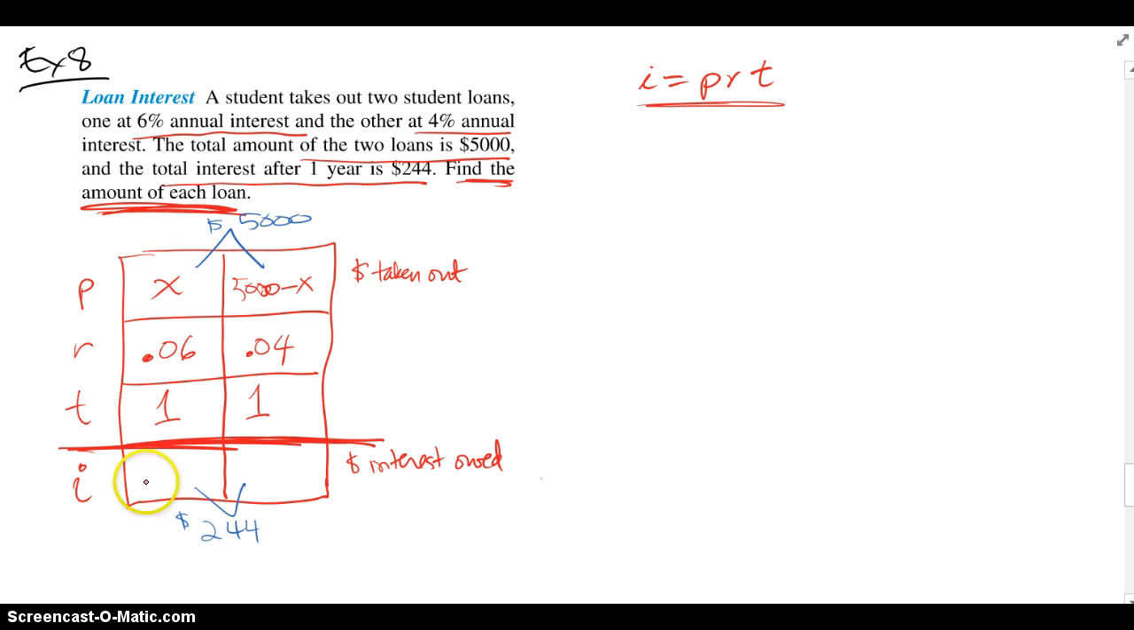So that's my leftover, and I multiply based on my formula principal, interest rate, and time to get the interest. So the top 3 boxes multiply, and I multiply this by times 1. It doesn't really do anything. And then 0.04 times 5,000 minus x times 1 doesn't really do anything. I filled out my interest box, and now I know that the total interest is 244. So here's my equation. Combine the 2 interest boxes and equal them to the interest that you got combined over the year, and then solve that equation.